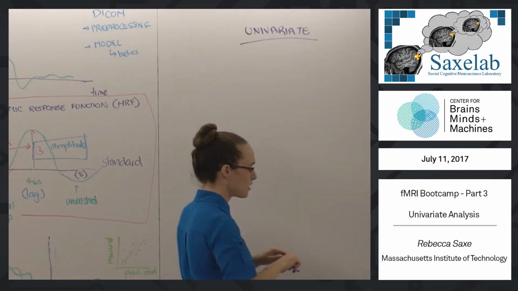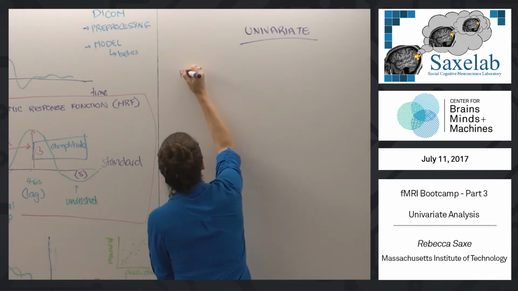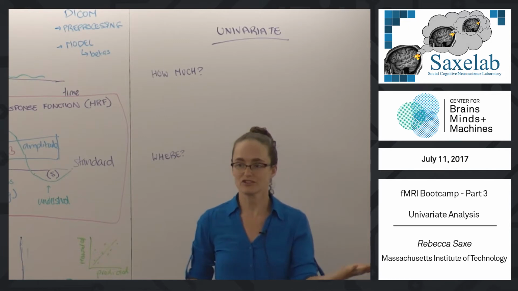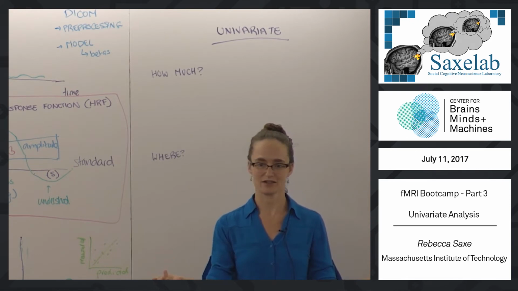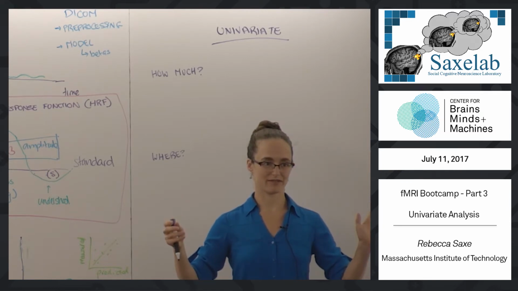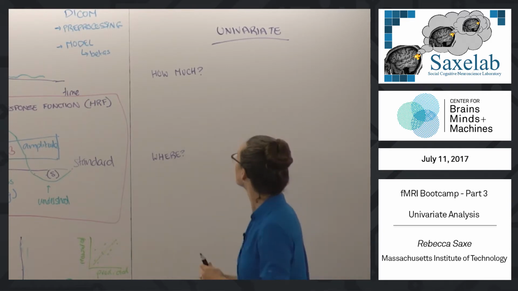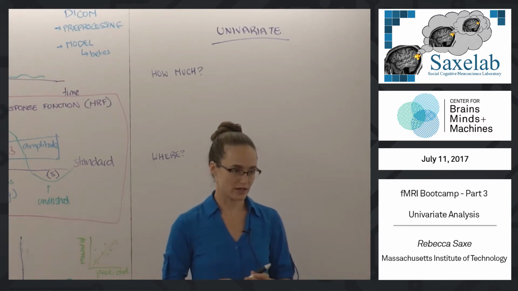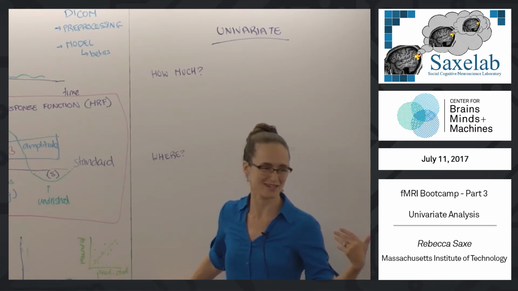Okay, so a univariate analysis is typically asking some combination of two questions about neural activity. How much neural activity there is in response to your conditions, and where that neural activity is in response to your conditions. Those two questions are related, or at least they're not perfectly separable, but that's the two kinds of questions that you're asking with a univariate analysis. So for the how much question, we're going to assume temporarily that we've solved the where question. And then we'll go back to the where question.